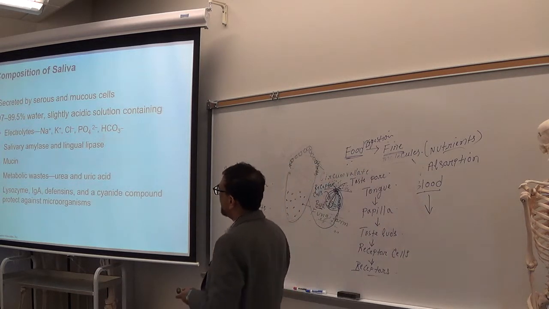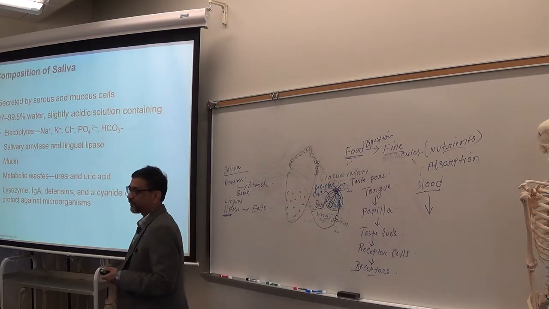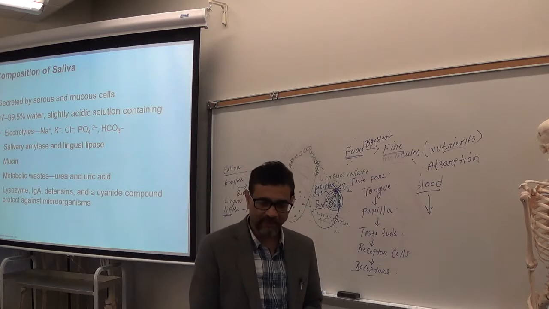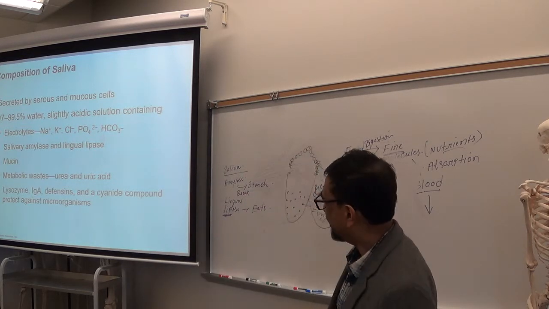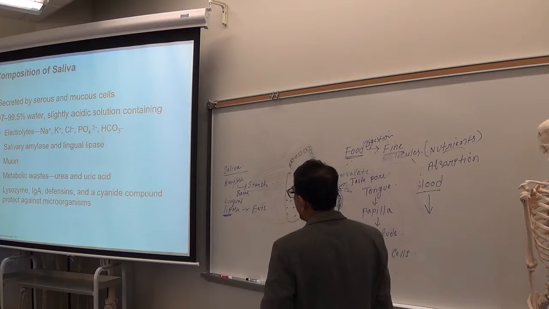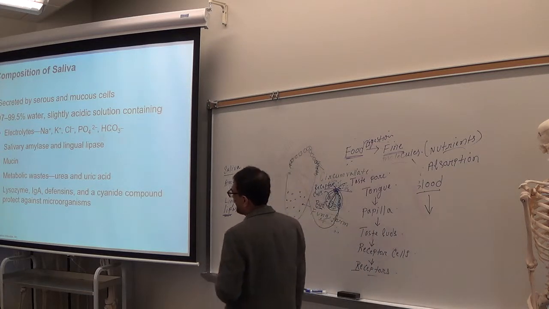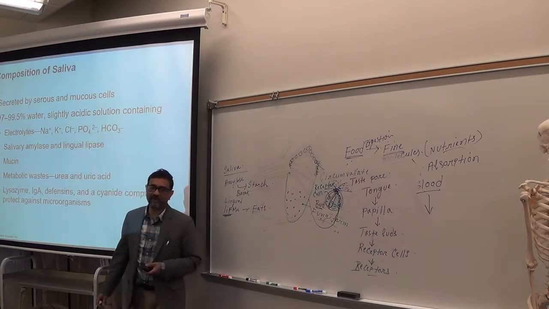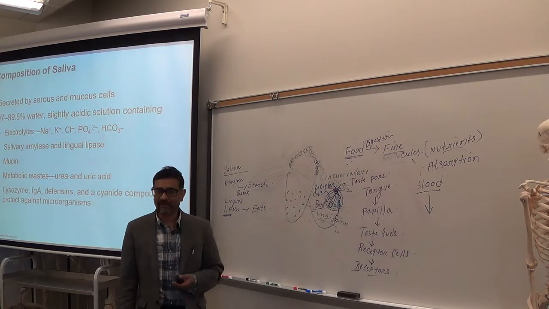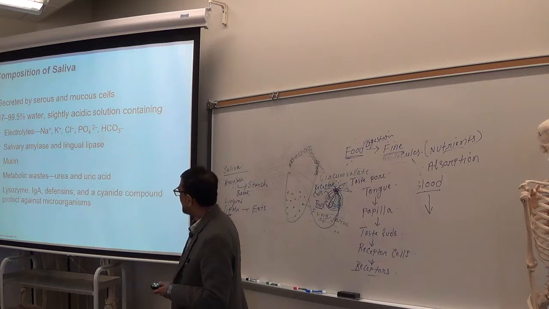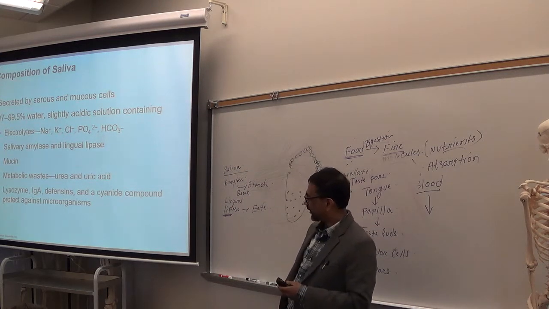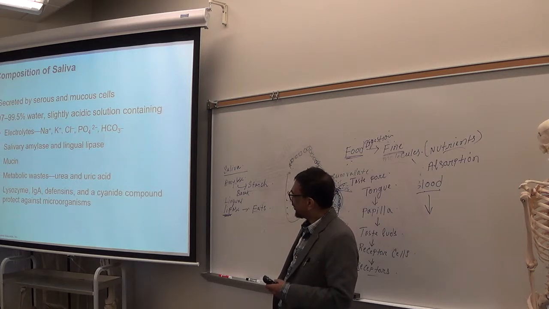97 to 99.5% of saliva is water. So highly watery, that I mentioned before. Highly watery secretion. Slightly acidic, I also mentioned that. In saliva, some electrolytes are secreted into the mouth: sodium, potassium, chloride, phosphate, and bicarbonate. Okay, so those are the electrolytes.